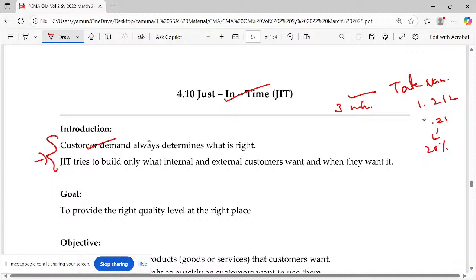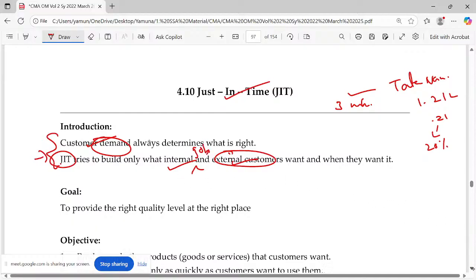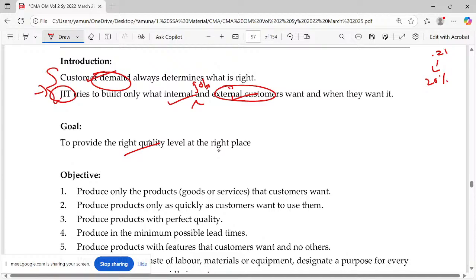And the second one, they were not able to complete within the due date. So that was also one problem. So when there is customer demand, the demand has to be correctly utilized. The demand has to be correctly satisfied. We are talking about the external customers, but what about internally, what is happening? So you have to talk about the external customers, and not only that, how your internal job is also being done. So ultimately the goal is to provide the right quality level at the right place.